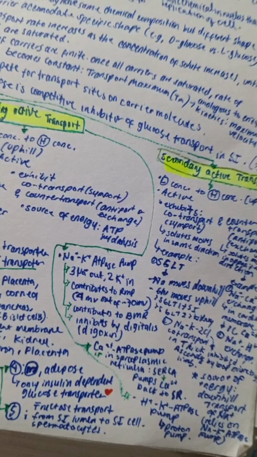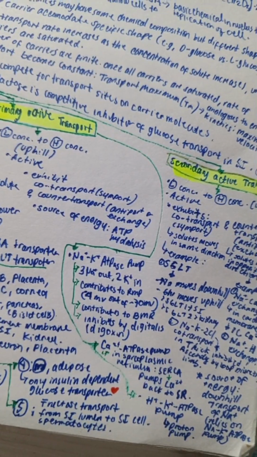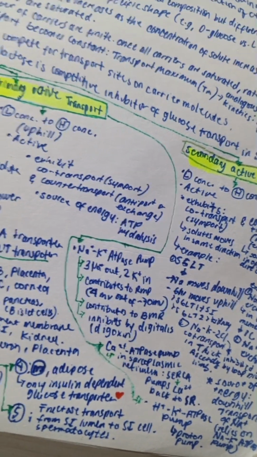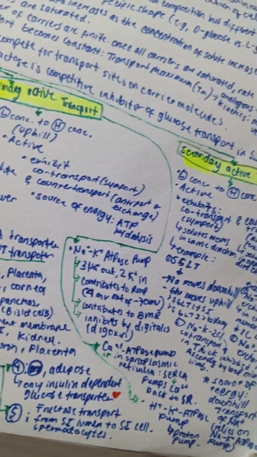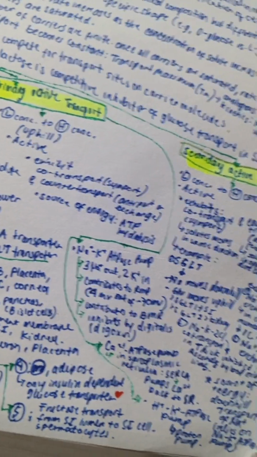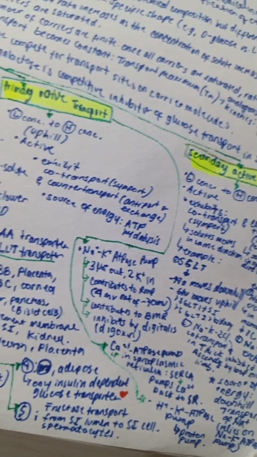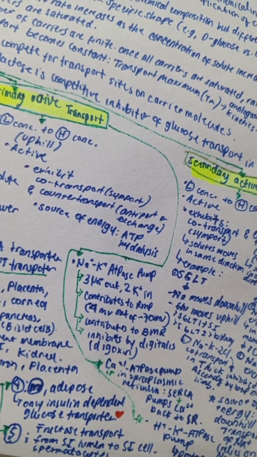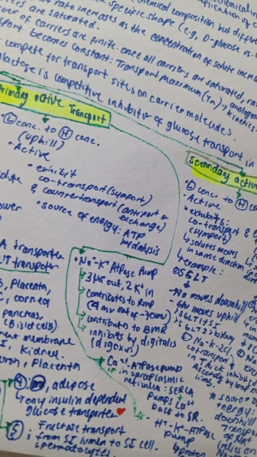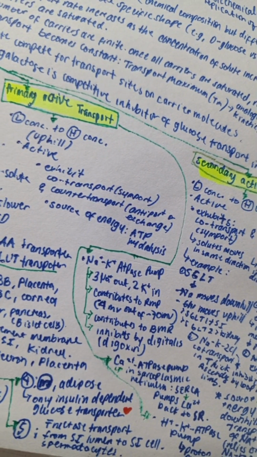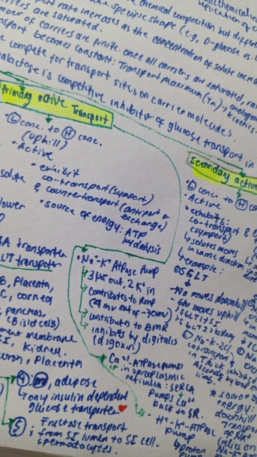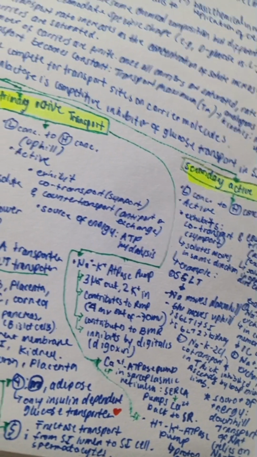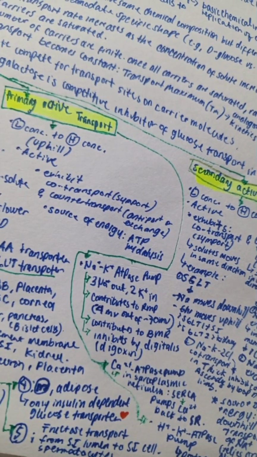Here are examples of primary active transport, such as the sodium-potassium ATPase pump. Here there are 3 sodium going out and 2 potassium going in, so 3 sodium efflux and 2 potassium influx. This pump contributes 4 millivolts of the RMP of negative 70 millivolts. It contributes to BMR, and it is inhibited by digitalis, or digoxin.